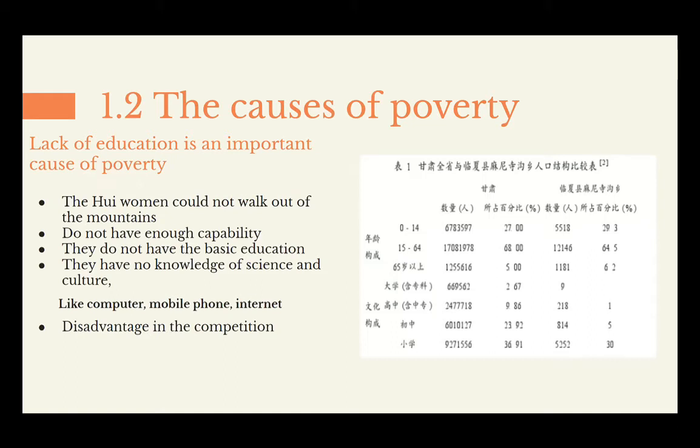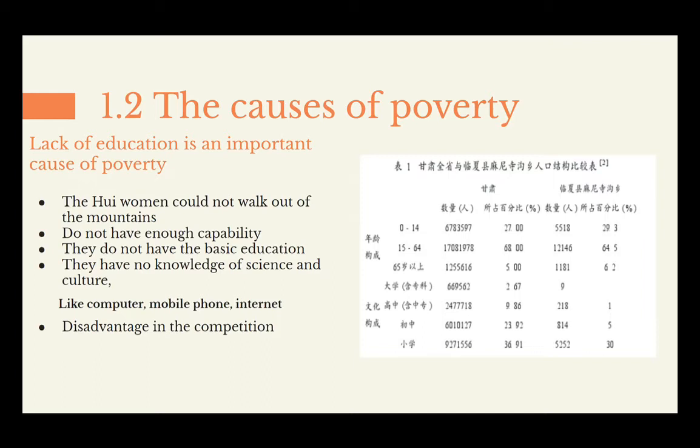The table shows that the education level in this place is very low. Most people's education level is primary school level. They have no knowledge and learning ability, and it's difficult for them to get rid of poverty. When it comes to the reasons why people here are poor, they believe that the lack of education is an important cause of the poverty.